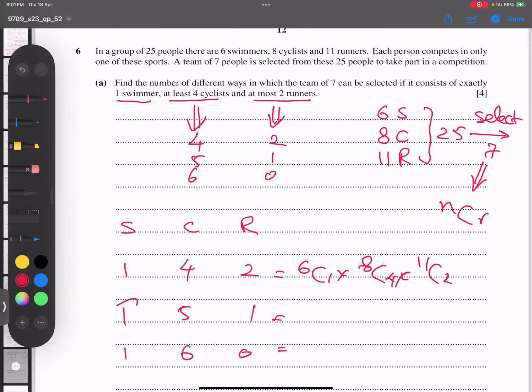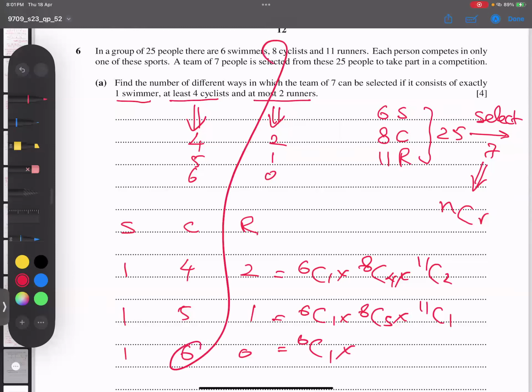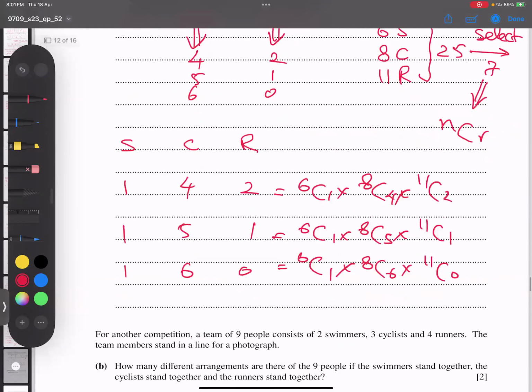So again, this is 1. So 6C1. I need 5 from 8. 8C5. And I need 1 from 11. So 11C1. And last option, 6C1 as usual. But I need 6 from 8. And I need 0 from 11. Okay, I believe this point is clear.